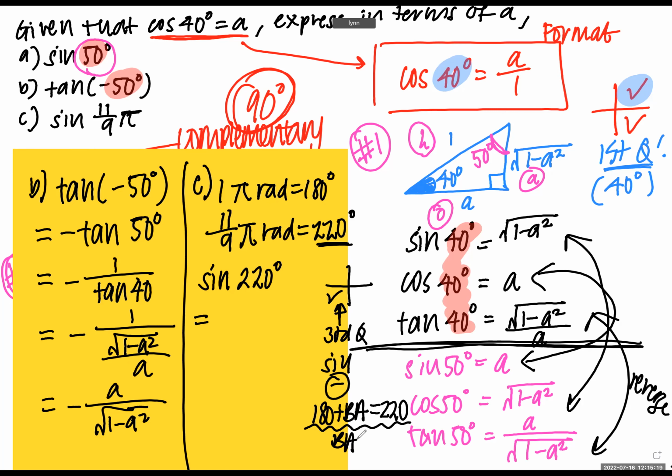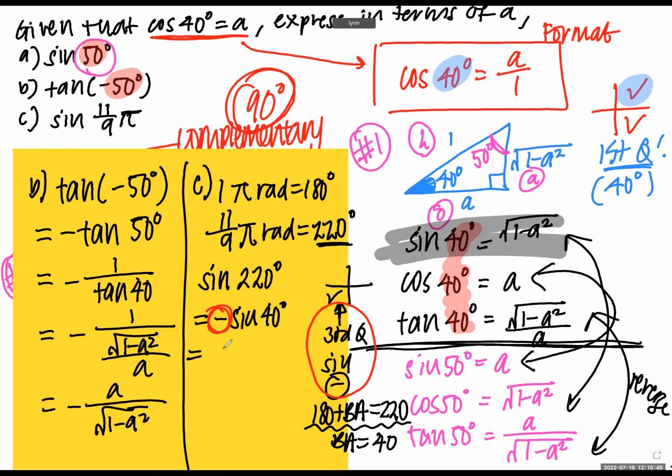So what's the basic angle? 40. Exactly. So from now, I can write down that sine 220 is the same as negative sine 40. Why negative sine 40 and not just sine 40? Yes, because it's the third quadrant, and in the third quadrant sine is negative. Now, do we have the value of sine 40? Yes, which is here. So it's negative square root of 1 minus a squared. The end.